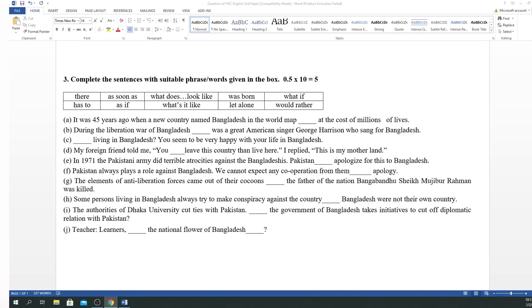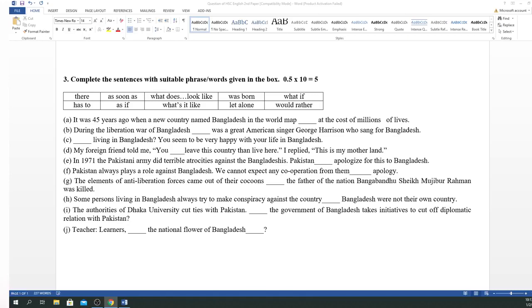I have not taught you the important words and phrases, but I have given you a question. Actually, this was not my target. I wanted to make the question pattern clear to you. That's why I have given you a sample question. Okay?